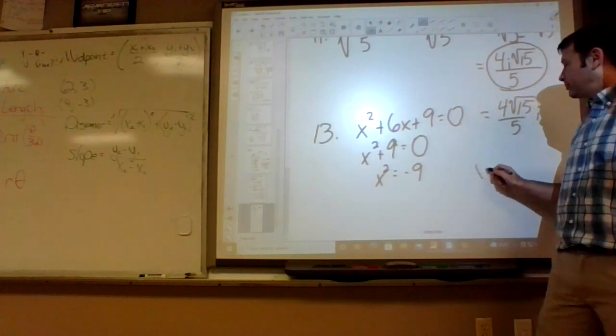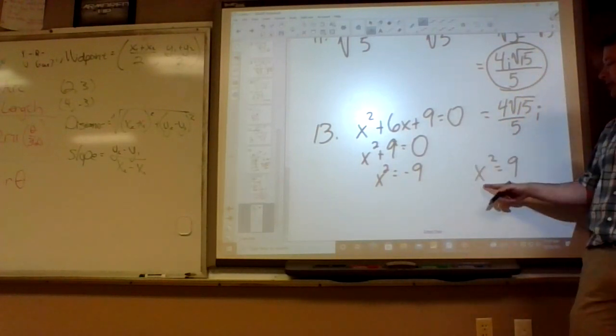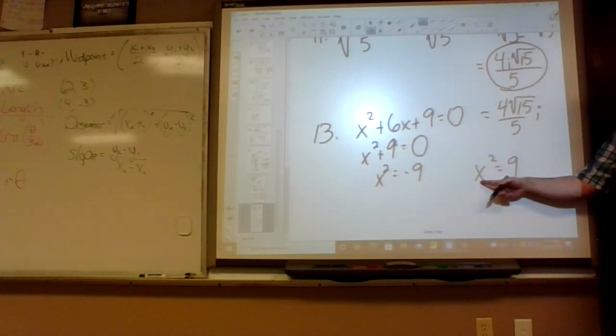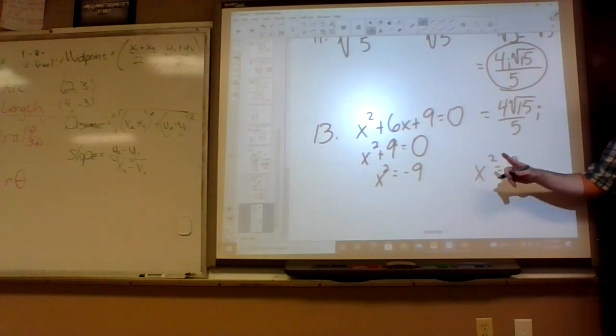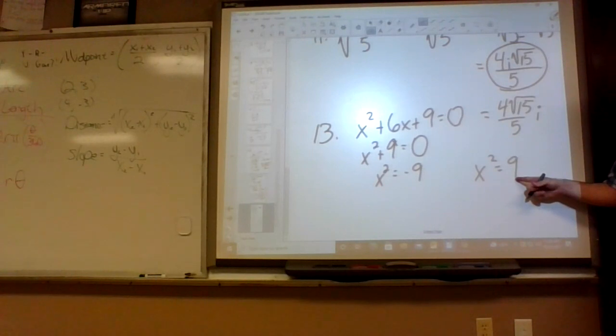Okay, let me back up. If x squared equals 9, what could x be in this case? 3 or negative 3. Because negative 3 times negative 3 is also 9, right?